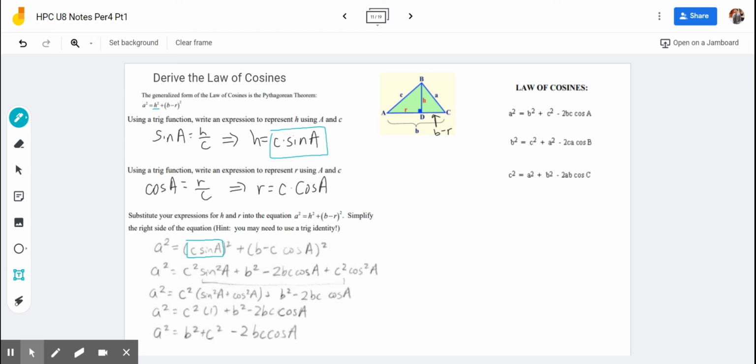So c sine of a, squared, plus b minus r, squared. This r we're going to replace with c times cos of a. So that's why it's plus b minus, and then r here, we're subbing in c times cos of a, squared. Okay.